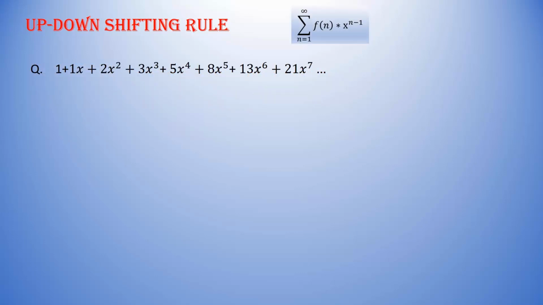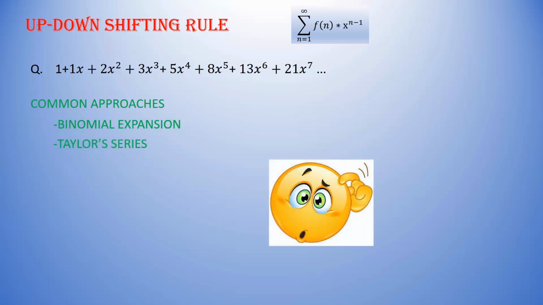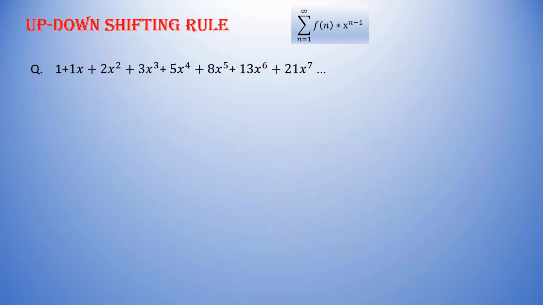For the given problem, the common approaches are the binomial expansion or the Taylor series, but either method consumes a lot of effort and time. I have used the technique of binomial expansion to get this up-down shifting rule of finding the sum of series, which involves only simple calculation and is easy, with many applications in series.